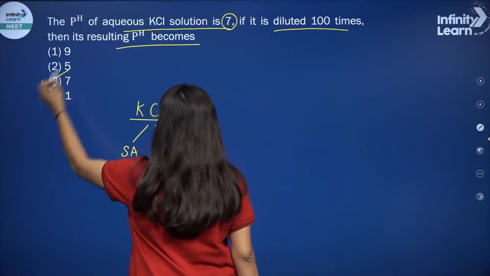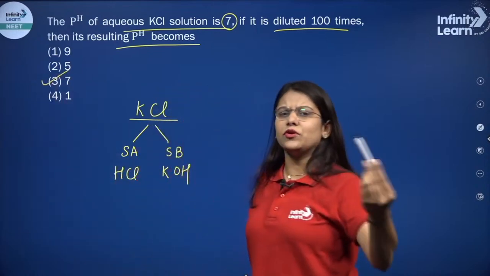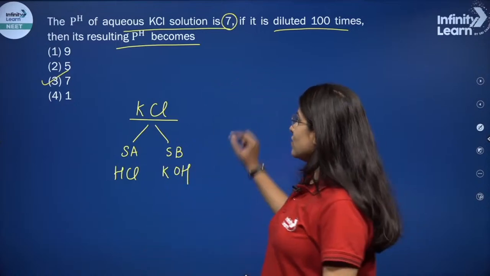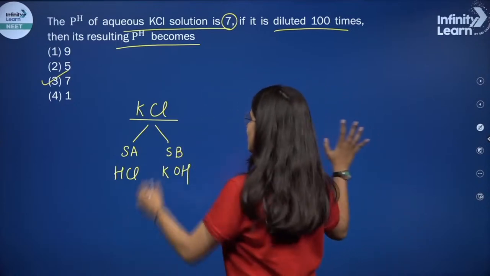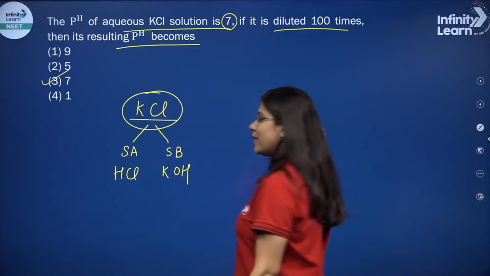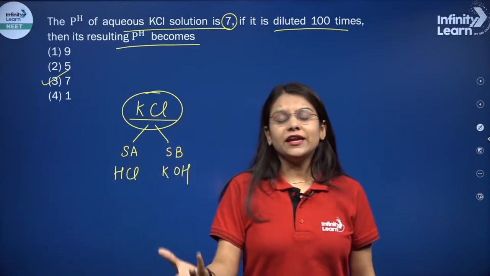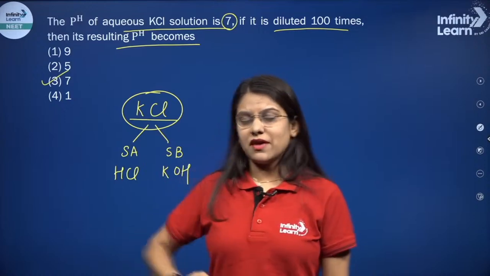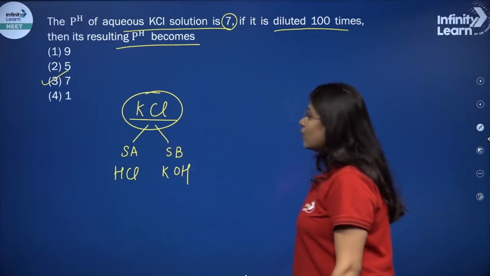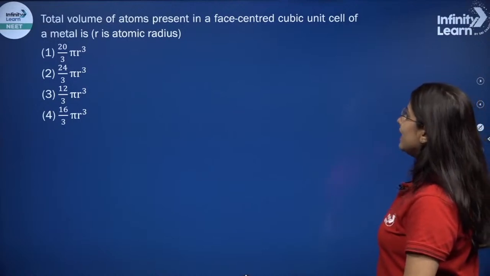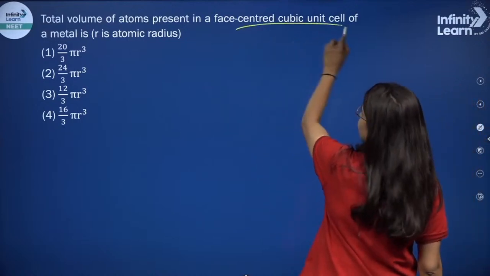So, this was a conceptual question. There was no need of any calculations and all. It was just a conceptual question. It is a salt of strong acid and strong base. So, it will be a neutral salt. And what will be the pH of that neutral salt? It will always be 7. So, what is the correct answer? Option number 3.